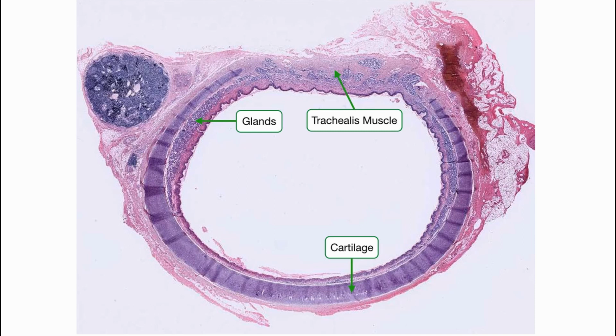To fix the idea that the trachea has incomplete cartilaginous rings, I will leave this slide for you to comment on. You can see that it is made of incomplete rings of cartilage, and you can see where the trachealis muscle is and what the mucous membrane of the trachea is.